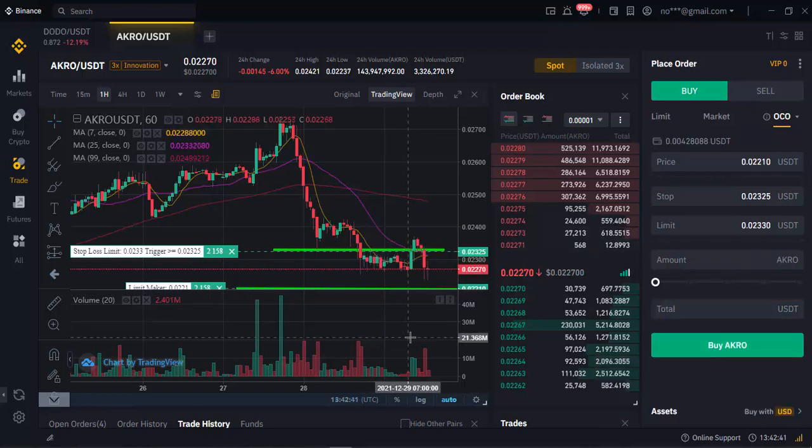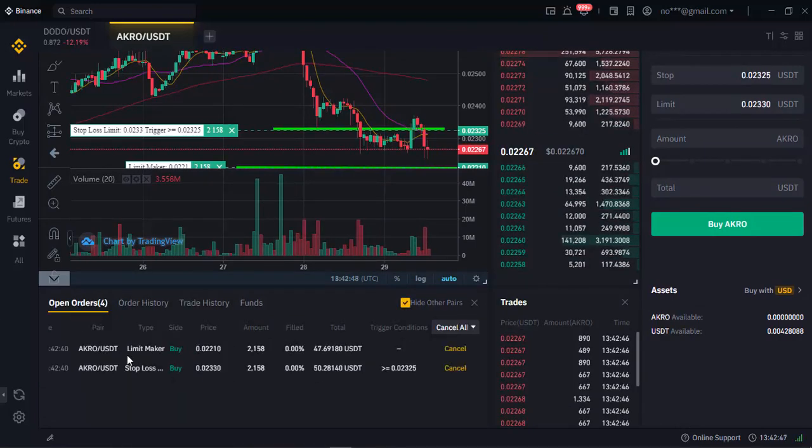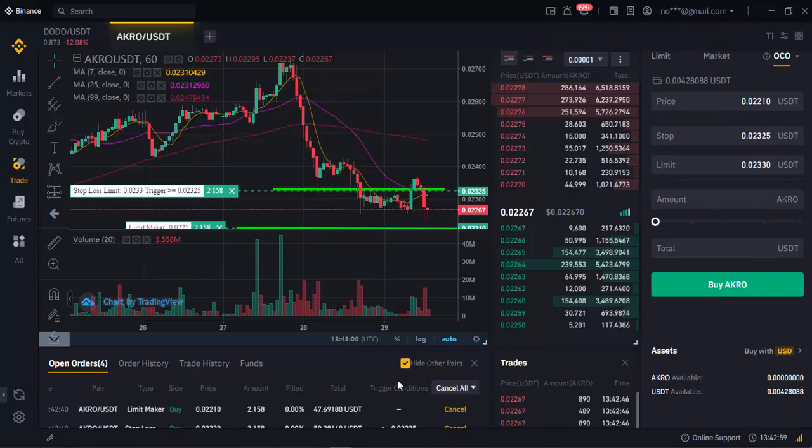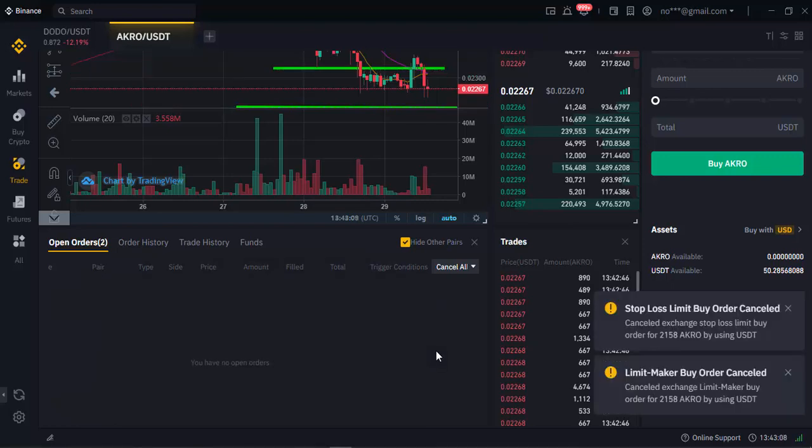Right. It has been placed. As you can see, when you go to the open orders, we have 1 and 2. Have you seen that? 1 cancels the order. If you cancel this one, it will actually cancel the other. So I don't want to cancel it. We can actually cancel this, so you see, and place it again, so you see the difference.